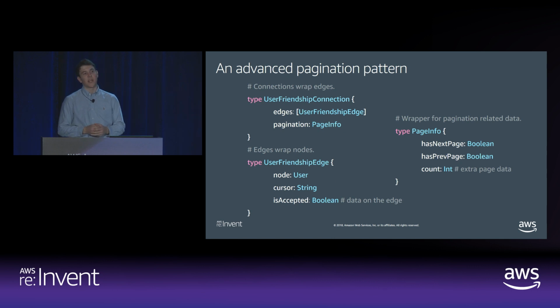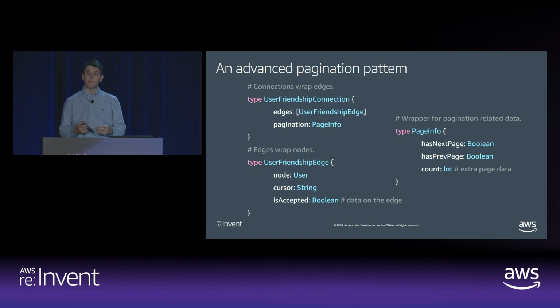Here's a slightly more advanced pagination pattern. This is one that introduces edges. So in this, we have not only the connection, we actually have the edge as well. A connection is itself a wrapper around a set of edges, and this is probably more traditional to what you'd see in a graph database or a traditional graph, where an edge wraps not only an object, which we're here calling a node, it also has a cursor. So this is an example of where you'd have a cursor per object. But then you can see also here that we have that isAccepted flag on the edge itself, so that we can put data on the edge between two associated objects.